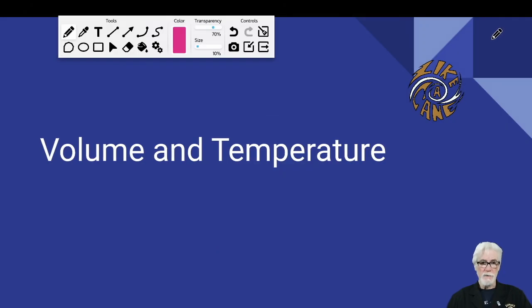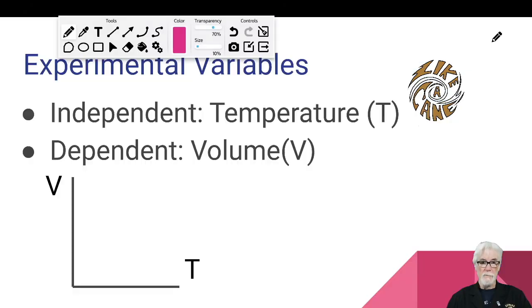In this video, we're going to explore the relationship between two of the measurable quantities that can be used to describe a gas while holding the other two variables constant. The two quantities that we will be investigating are volume and temperature. We'll make volume our dependent variable and see how it is affected by temperature, which we will vary on purpose, making that the independent variable.